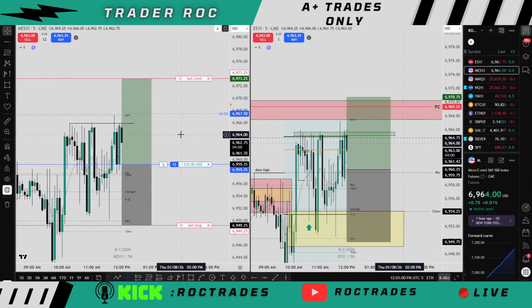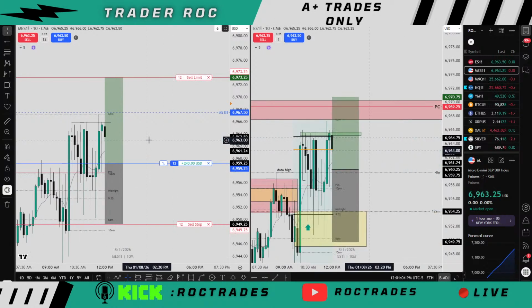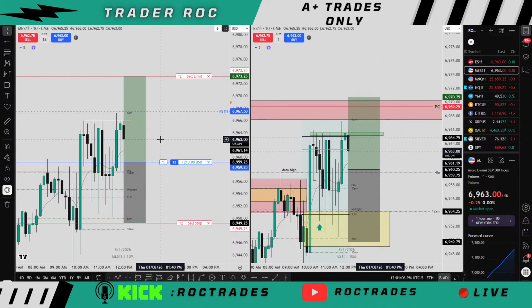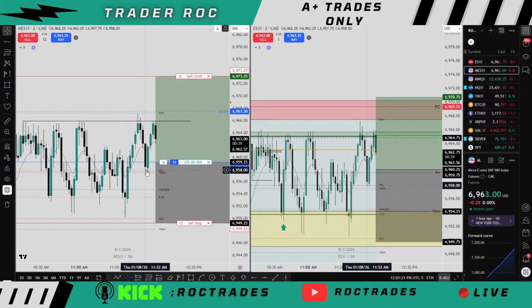Man, this is probably the worst trade you could ask for if you're a buyer. Why is it so bad? Look at all the selling pressure. Every time we make a new high, it just finds a way to dump.